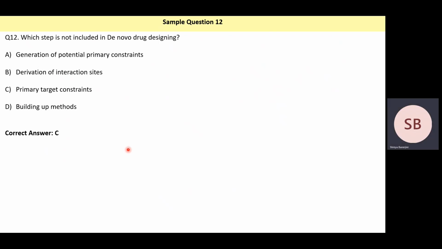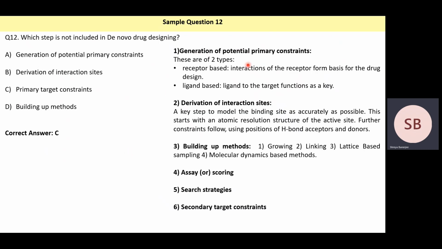So the correct answer is C. So if we quickly look at the different steps in de novo drug design, first is the generation of potential primary constraints, which is A. Next is the derivation of interaction site, which is B. Then is building up methods, that is D. Then assay or scoring, search strategies, and secondary target constraints. So clearly, option C, that is primary target constraints, is not a step in de novo drug designing. So the correct answer is C.